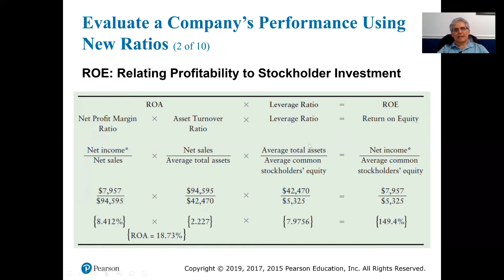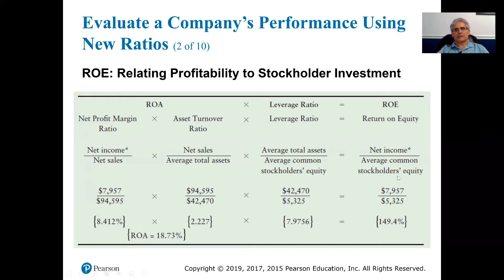We then can look at the leverage ratio by taking average total assets, which in this case is $42,470, which was the same that was used here, divided by average common stockholders' equity of $53.25. And that results in 7.9756. And that becomes the leverage ratio. If we take this multiplied by that, multiplied by this, we'll end up with 149.4%.